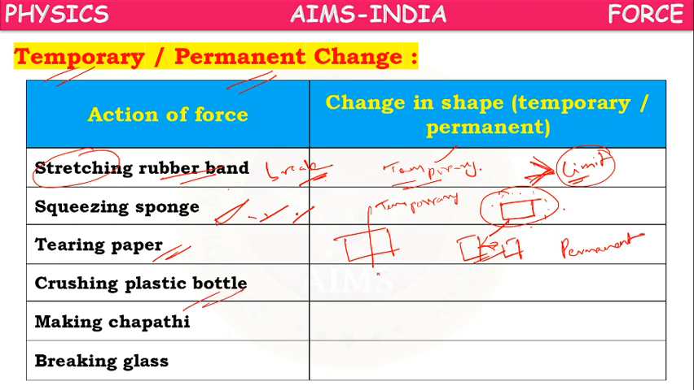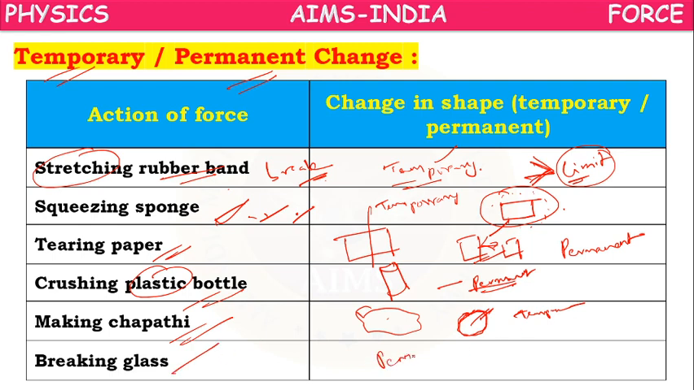Or crushing a plastic bottle, it's permanent, because it's not elastic. It's a plastic bottle, we cannot make it into its normal shape again. Or making chapati: whatever wheat flour is there, we can make it into the desired shape, whatever shape you want. It's a temporary change. Breaking a glass, permanent.